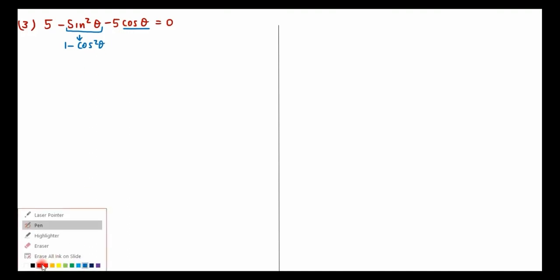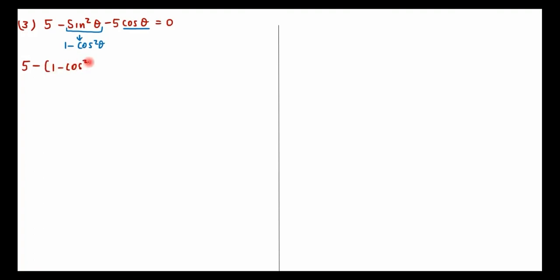So let's go ahead and do that first. Firstly, I'm going to say 5 minus 1 minus cos squared theta. Notice that whenever you substitute, you put a bracket in case there's a negative, because you're still going to be multiplying by that negative. Here we get this equals to 0, and then this becomes 5 minus 1 plus cos squared theta.